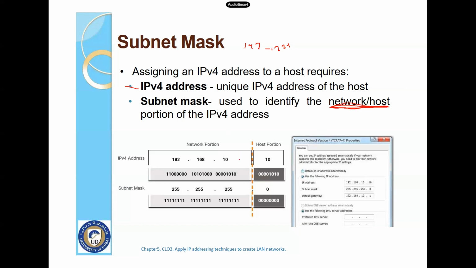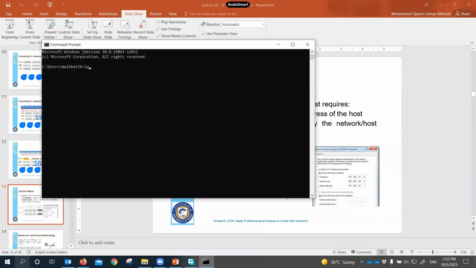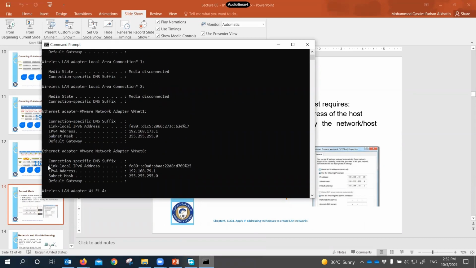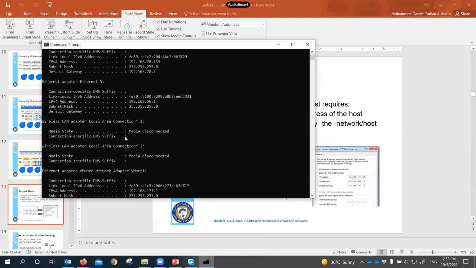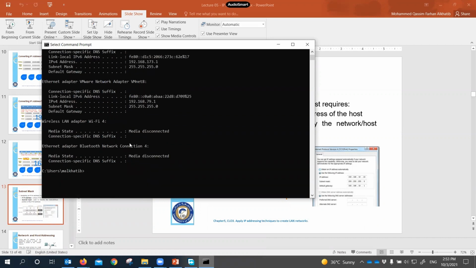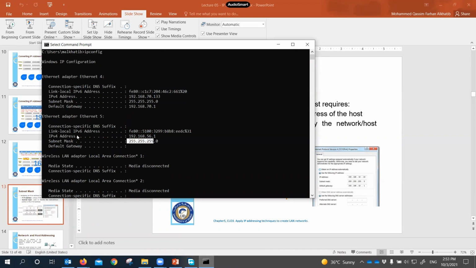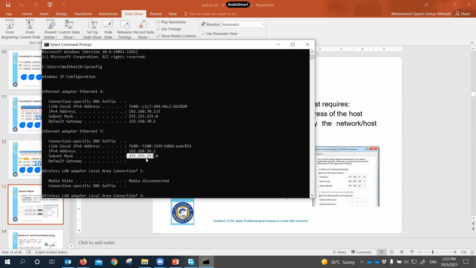In fact, you can check the subnet mask using the command prompt, cmd. Just type ipconfig, and we have done that also in Packet Tracer. Just look for the ones that have IP version 4, because for IP version 6, just ignore them. So I have this one, 192.168.56.1, and my subnet mask is 255.255.255.0. This port is not connected to the internet, probably because it's for the virtual machine.